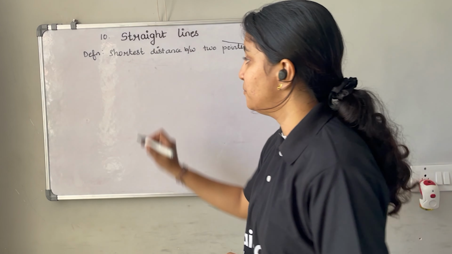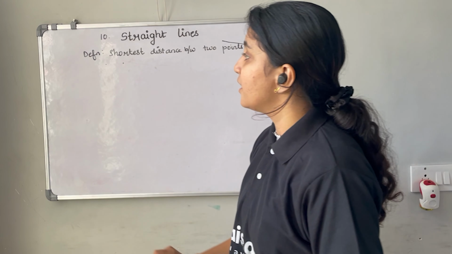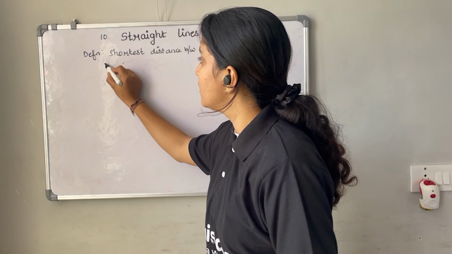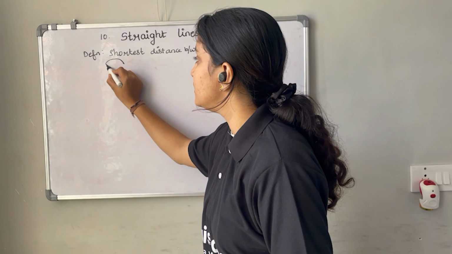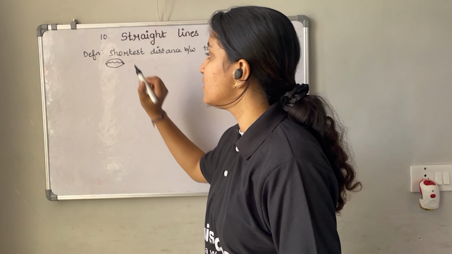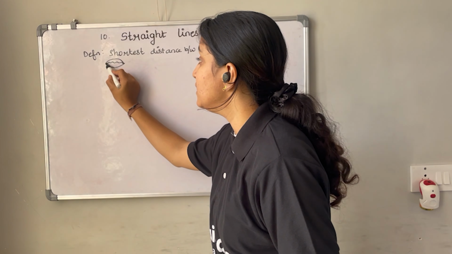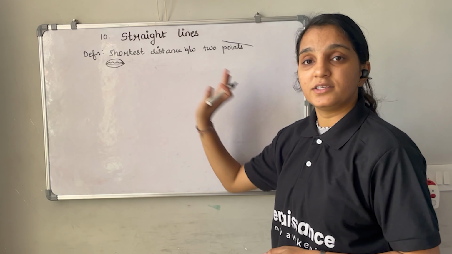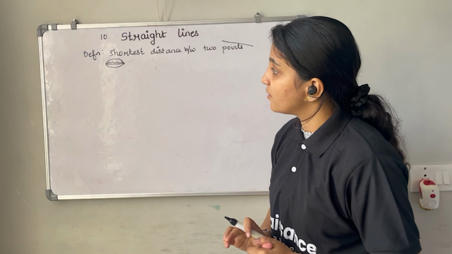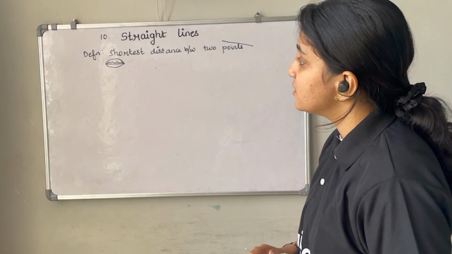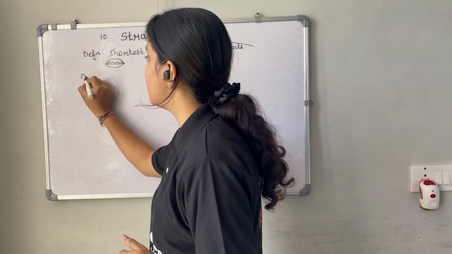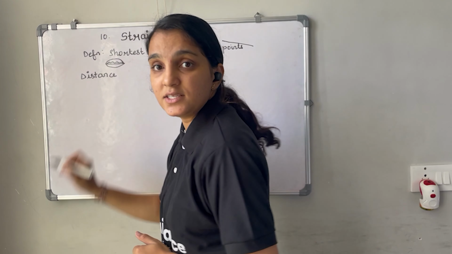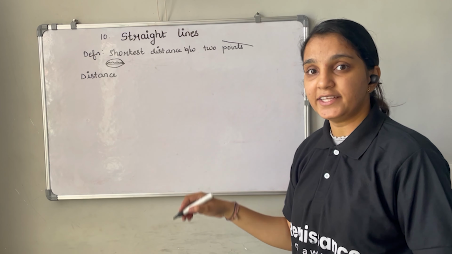If I draw 2 points, I have many ways to come from this point to this point. I can go from here to here, or this way. But my shortest distance will be made by a straight line. So that is called a straight line. Then we have the distance between the 2 points. These are all the basics we have learned in lower class, that is in 10th standard.